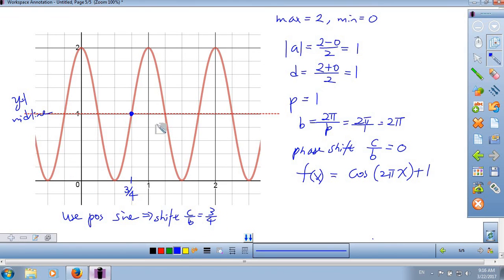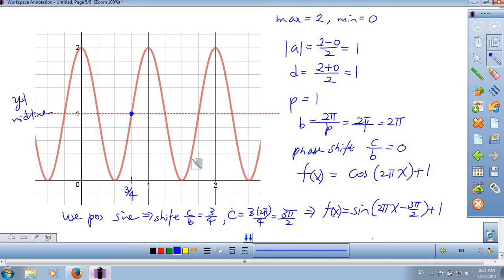So far I have all been doing shifting to the right. So C over B is a positive 3/4, and so C would be equal to 3 times 2 pi over 4, which is 3 pi over 2. So my function would be f of x equals sine, because the amplitude is 1 and it's a positive sine function, goes up and comes down. B is 2 pi x, C is 3 pi over 2, so it's minus 3 pi over 2, plus 1. This sine function will give us this exact same graph.